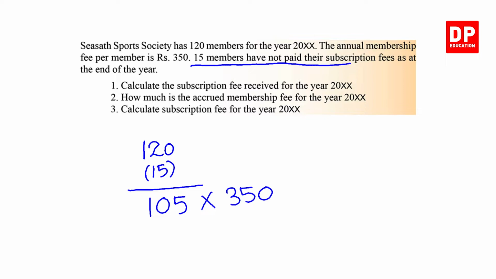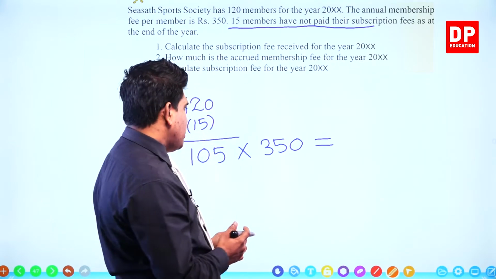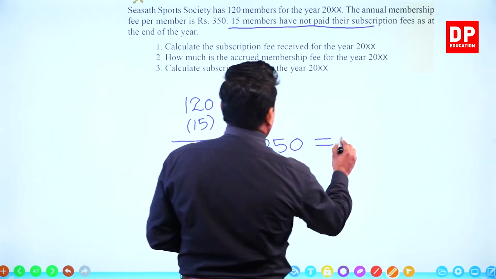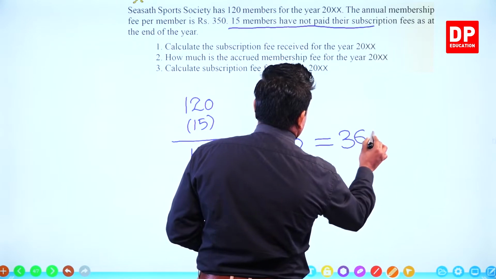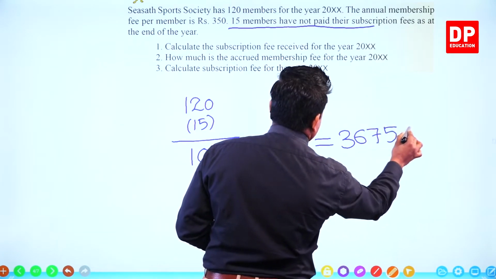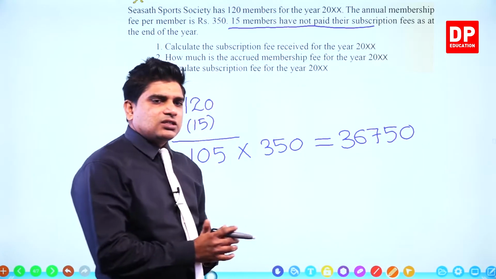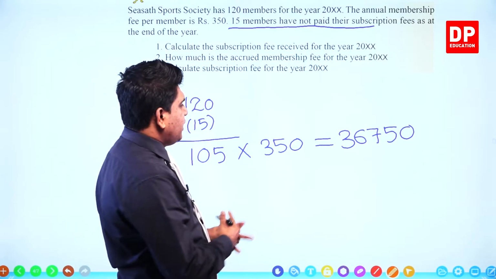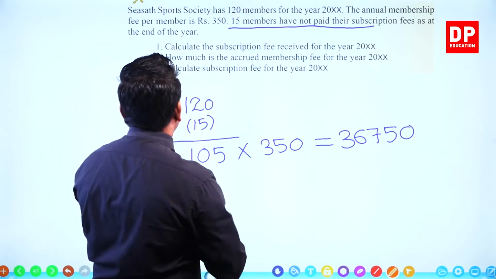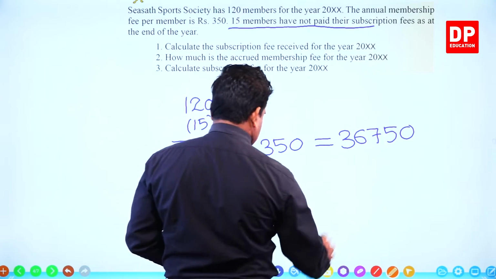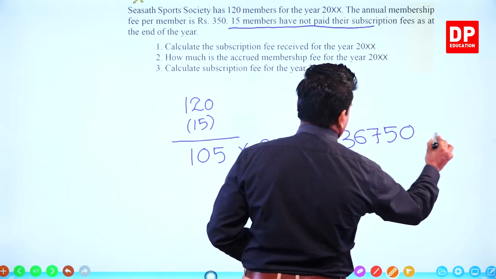Right? How much are the membership fees received by cash? Now, how much is the answer? 36,750. It is the amount already received, right? This is the answer for the first one.